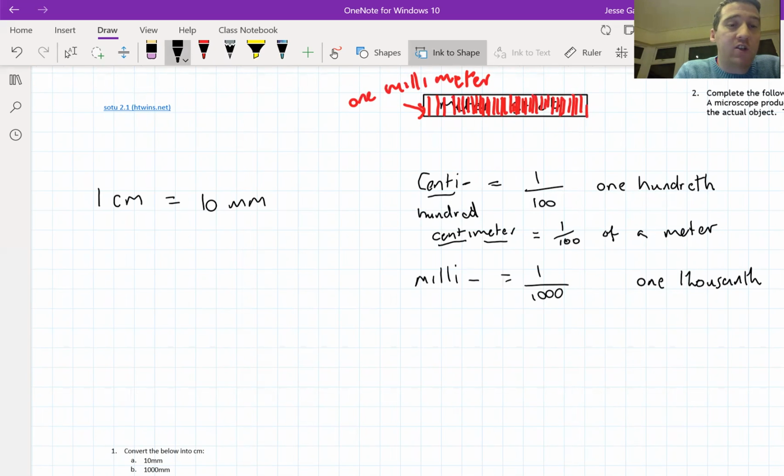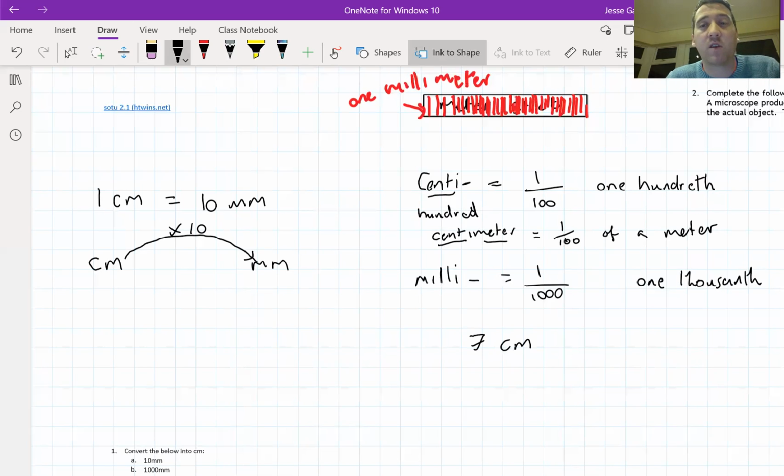If I wanted to change from centimeters to millimeters, so if I had a number of centimeters and I wanted to find out how many millimeters it is, I could convert from centimeters to millimeters. Because every 1 centimeter is 10 millimeters, I need to take however many centimeters I have and multiply that number by 10 to get millimeters. So, for example, if I had 7 centimeters, how many millimeters would I have?